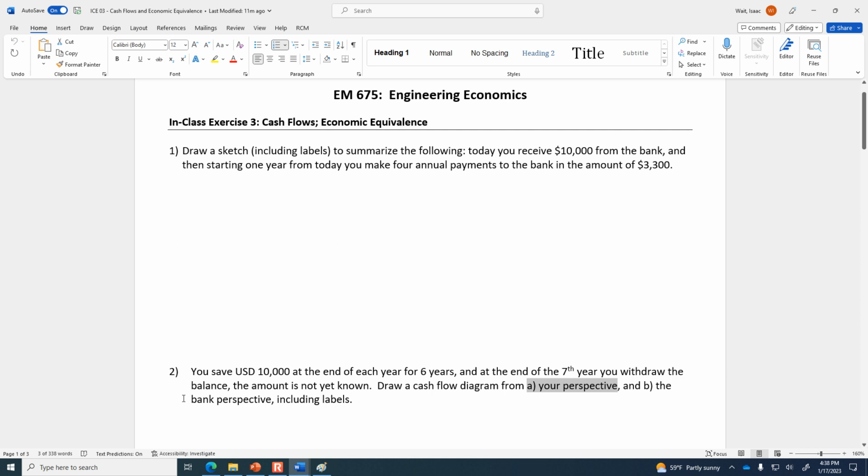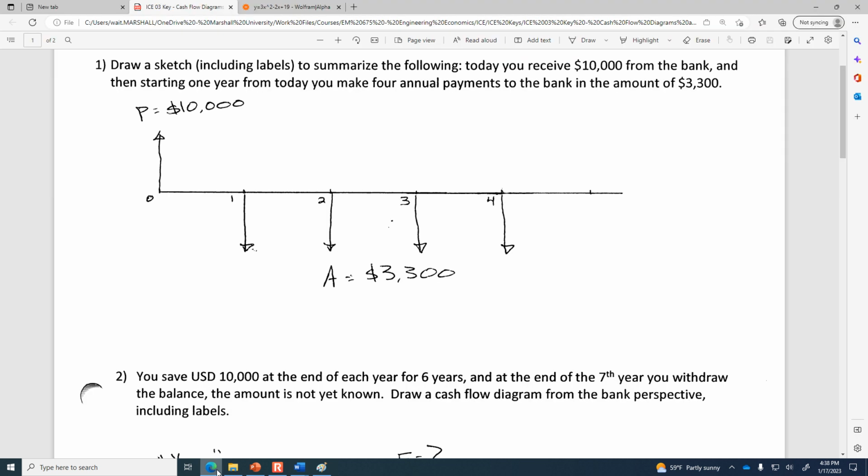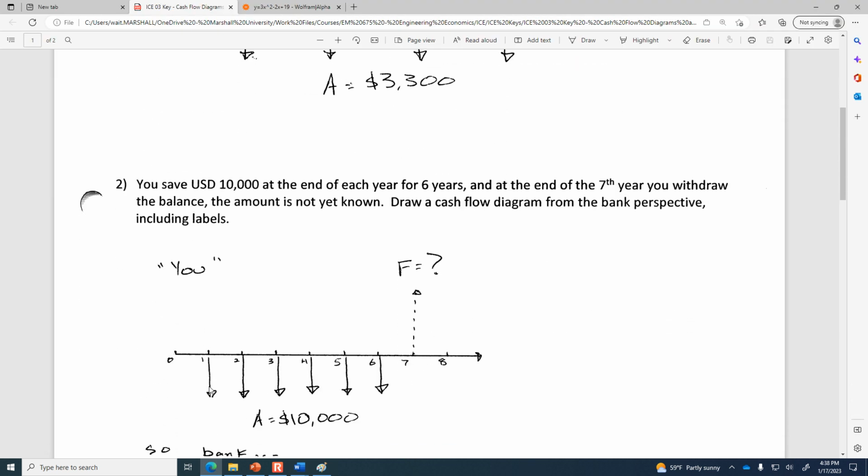From your perspective, if you're saving 10,000, now here's this word that I was warning you about, save. Is this talking about a reduction of expenses, or is it talking about depositing some money because you're going to withdraw it again in the future? It's the deposits, right. So from the context, we can tell whether this 10,000 should be an outflow or an inflow from our perspective. From our perspective, it's an outflow.